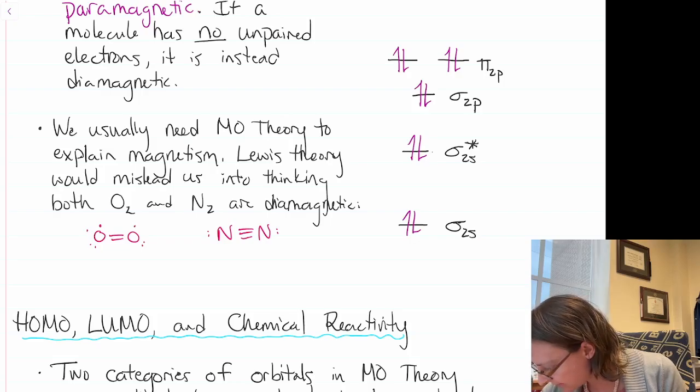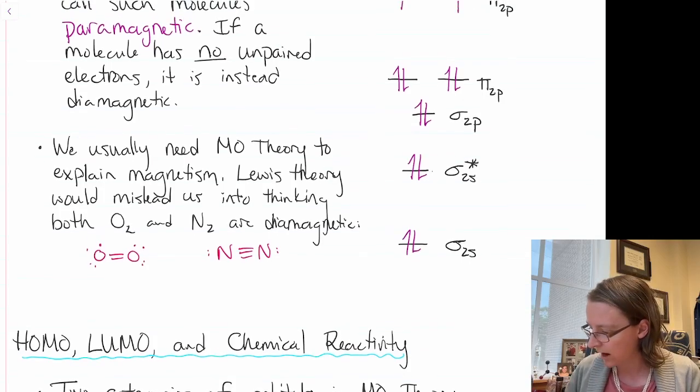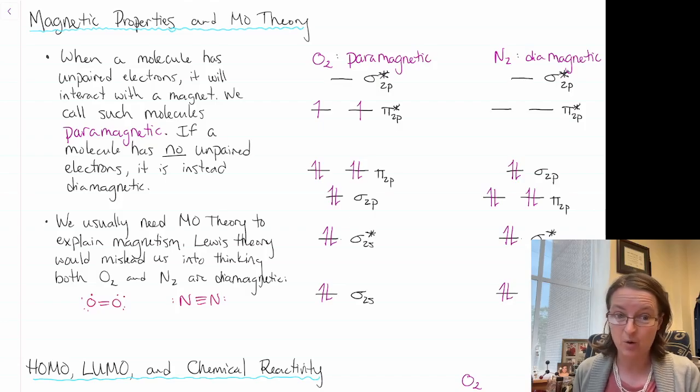We would never be able to predict this based on a Lewis structure, and that's okay, but it shows us why sometimes we need MO theory, particularly when it comes to understanding why certain things are magnets and why other things just aren't.